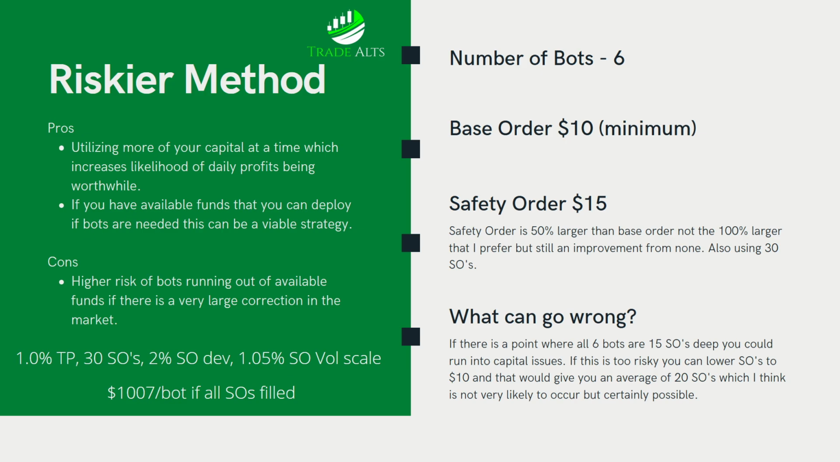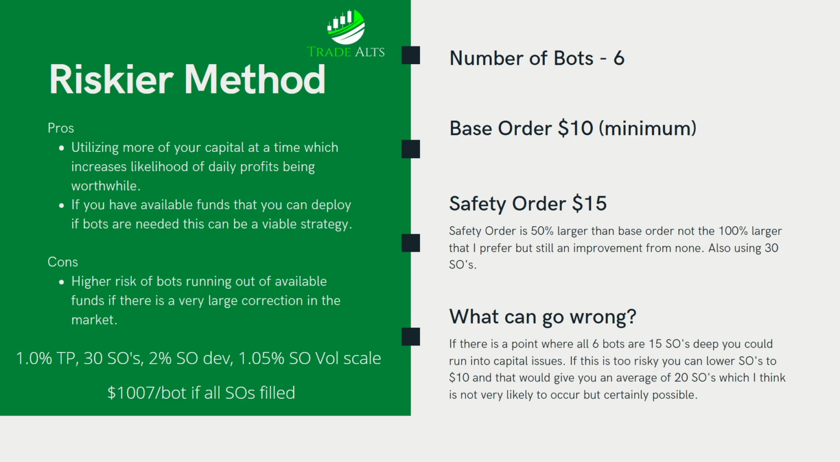So what's one of the bad things? Well, higher risk of your bots running out of available funds if there's a very large correction in the market. And again, I haven't seen it get to the point where I'd have something like 20 safety orders across the board, but it's possible.